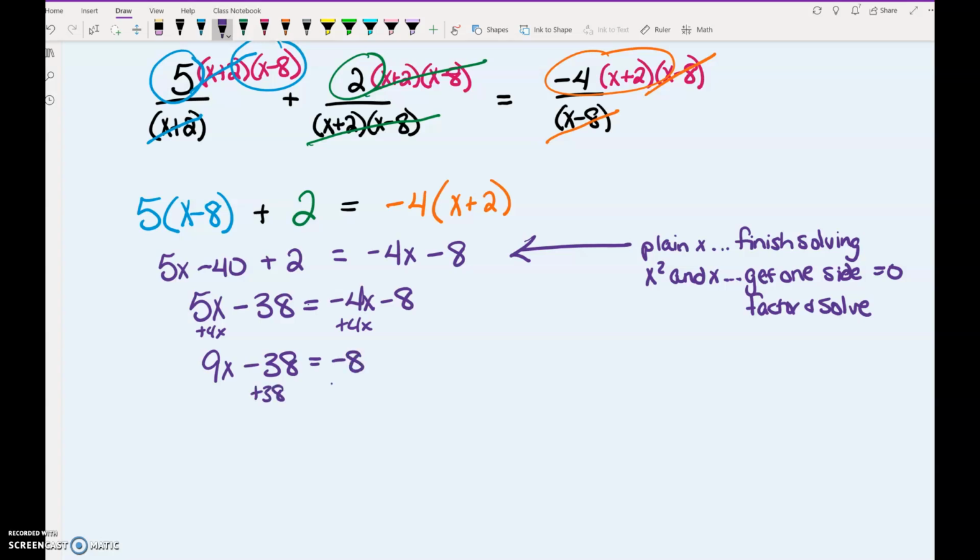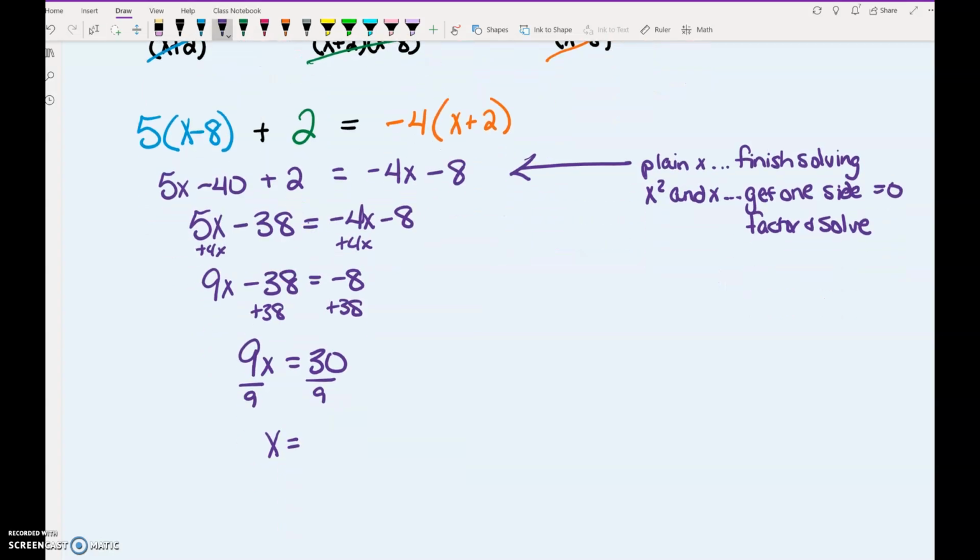Add 38 to both sides. We get 9x equals 30. If you want to put the decimal down, you can, or think about what number you can divide from both 30 and 9. 3, and that would give us the fraction 10/3. So I believe this is 3.3 repeated.